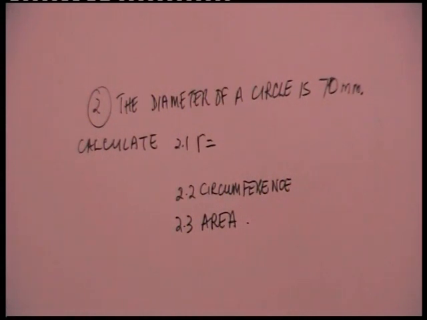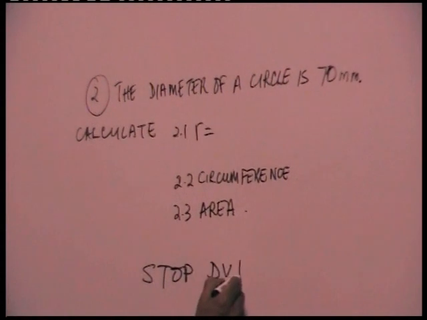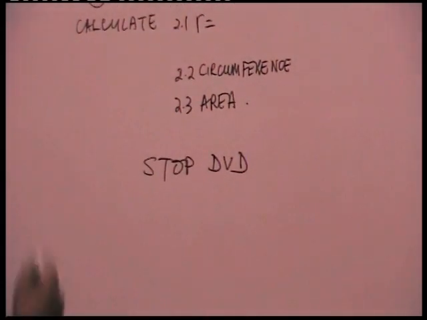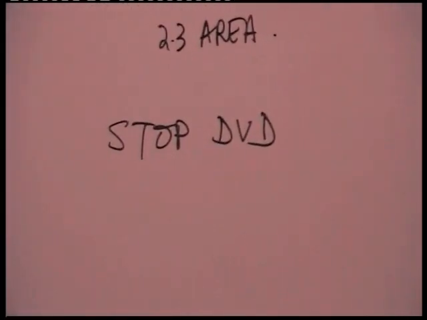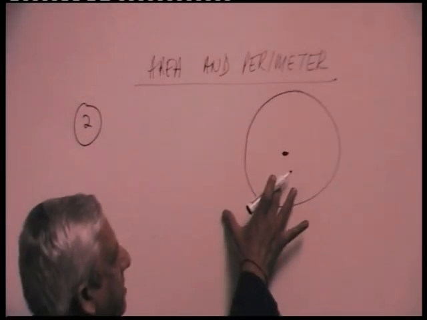Alright, so you have to stop the DVD and try it, and then we will have a look at what you have done. Alright, so in number 2, you were told that there is a circle. So you draw the circle. Now remember in maths, it's very important to draw diagrams if you're doing problem solving. So draw the diagram, there's the circle.